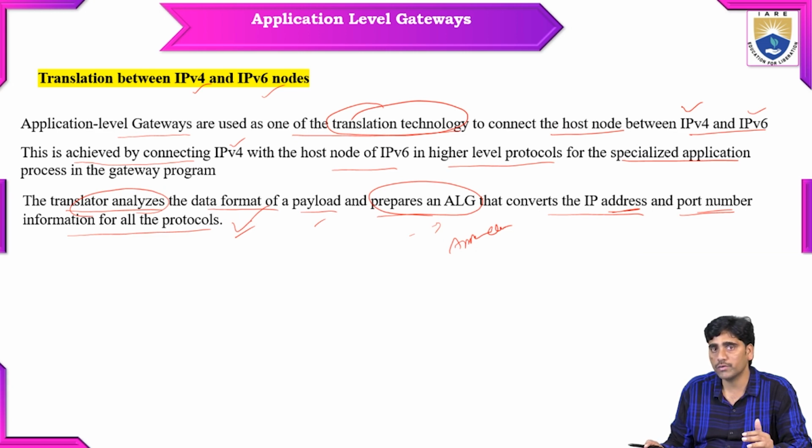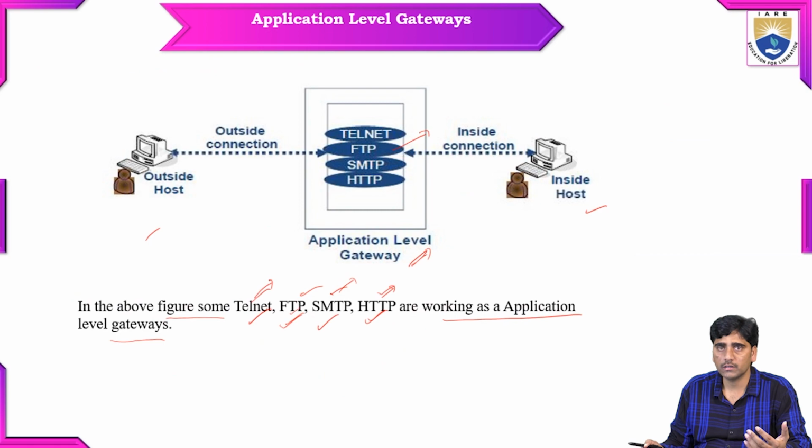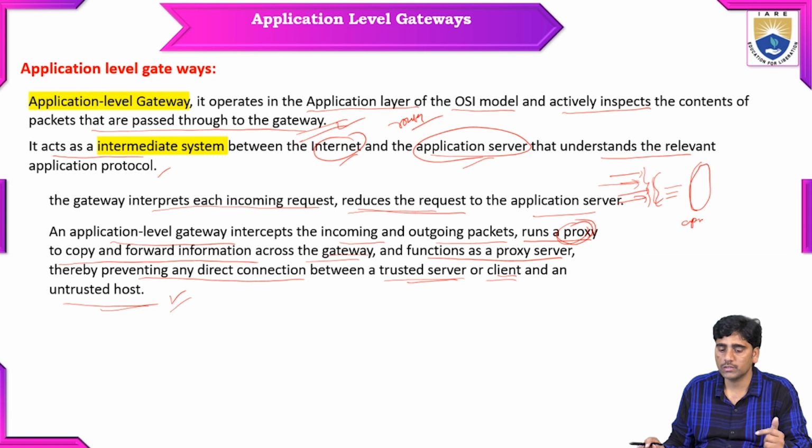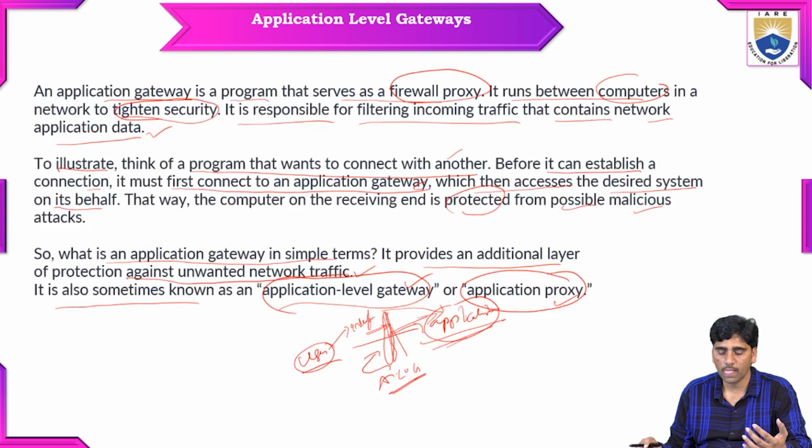And once again we revise the topics which we discussed in this session on application level gateways. What is meant by application level gateways? It operates at the application level of the OSI model, and it actively inspects the contents of the packets that are passed through the gateways. Each and every packet transmitted through the routers is inspected by these firewalls, these gateways. We can call it an application level gateway, application proxy or firewall proxy.